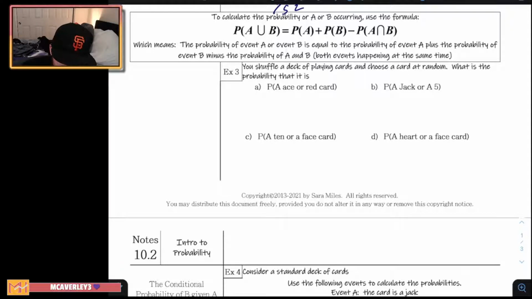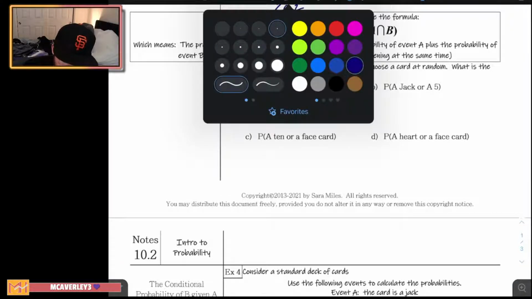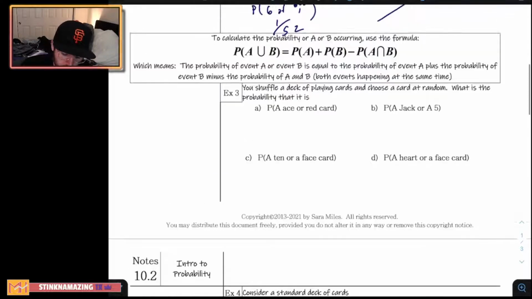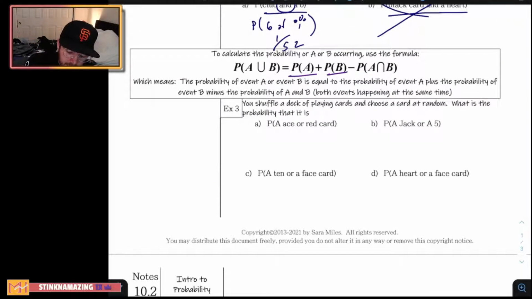Then we have these OR questions. Let me spend a moment on OR questions because they're quite important. When it comes to OR questions, you can add together the individual probabilities, but then you have to subtract where they overlap. Okay?